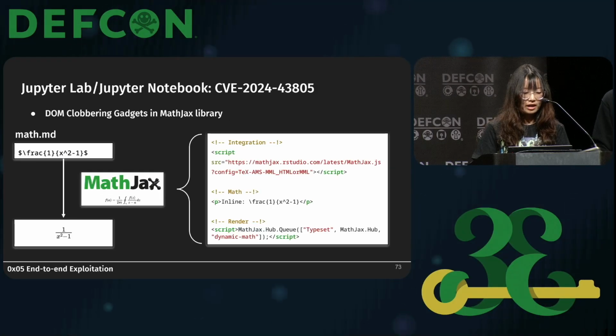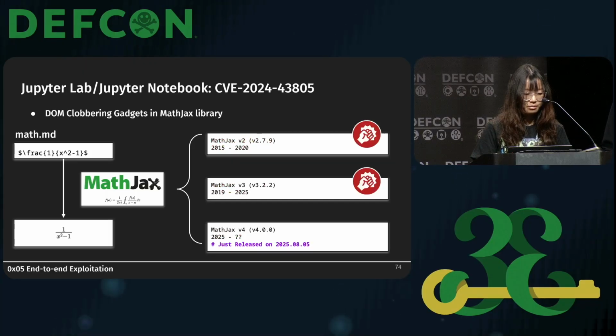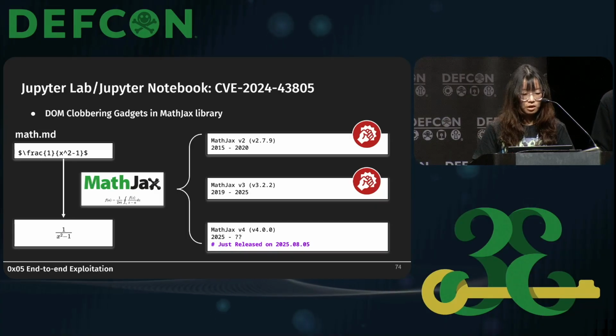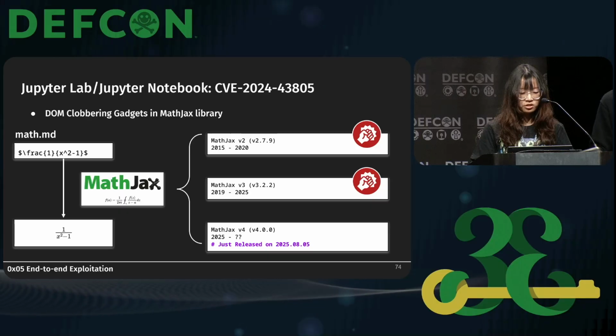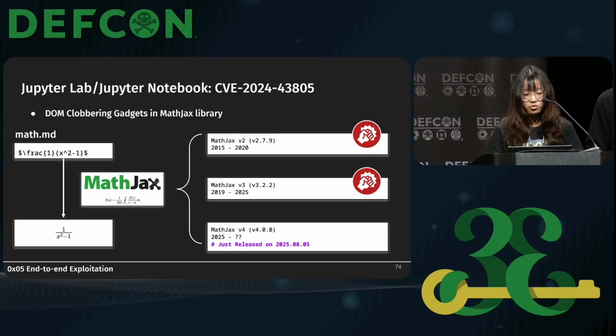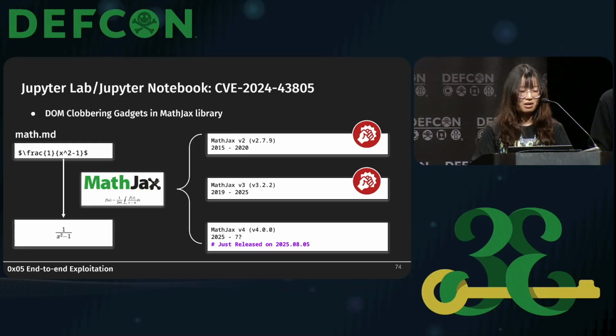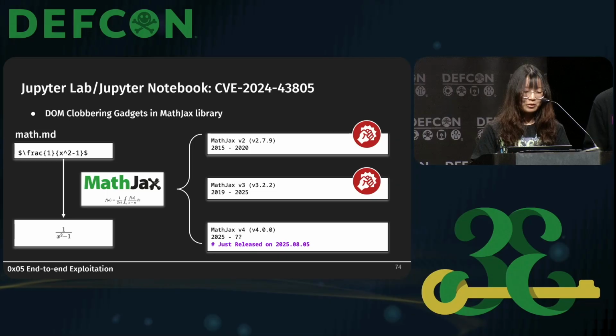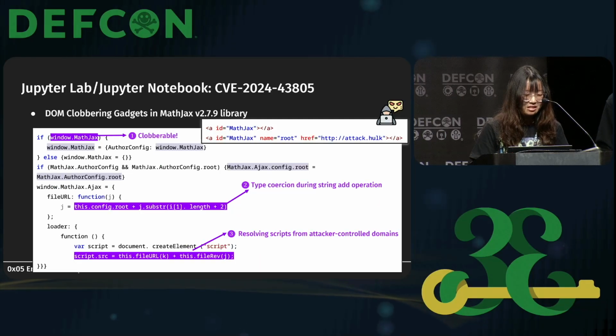So if we take a look at the MathJax library, it is widely used to render mathematical formulas, and it is used by Jupyter Lab. With our tool Hawk, we found DOM Clobbering gadgets in both MathJax version 2 and version 3. Just days before, they released version 4 and promised to fix this vulnerability, but we haven't checked yet. Just say good luck.